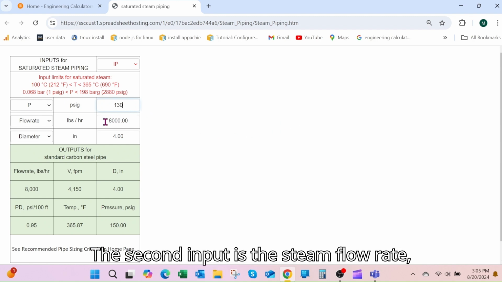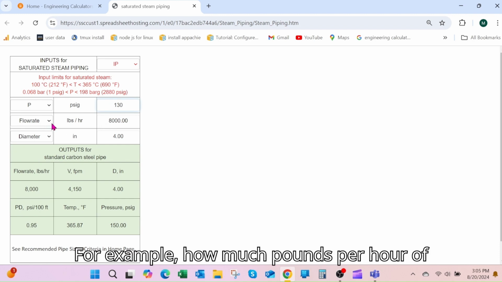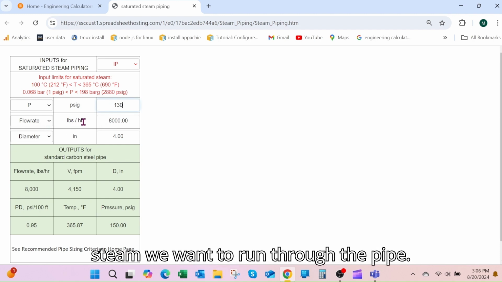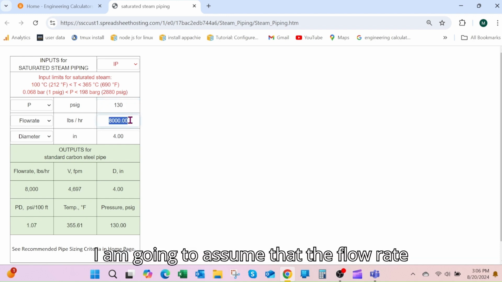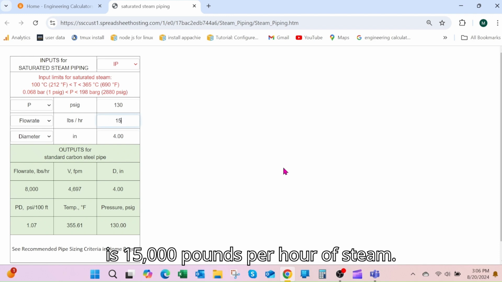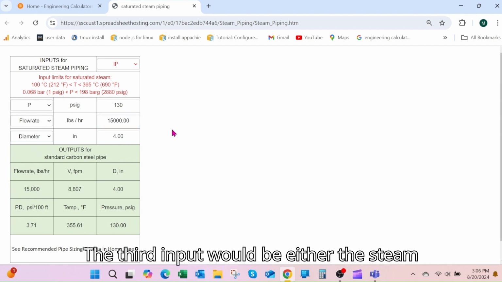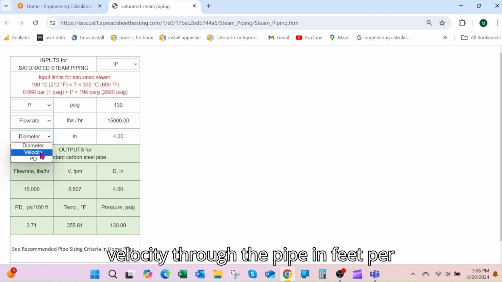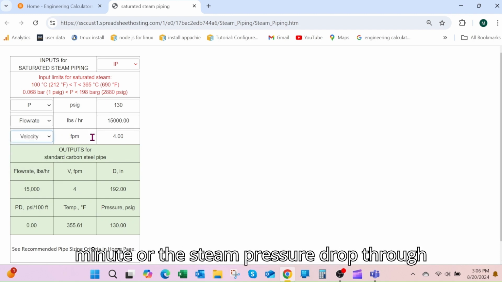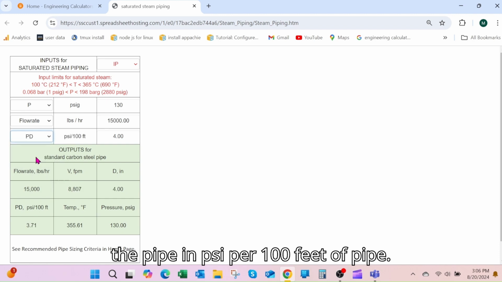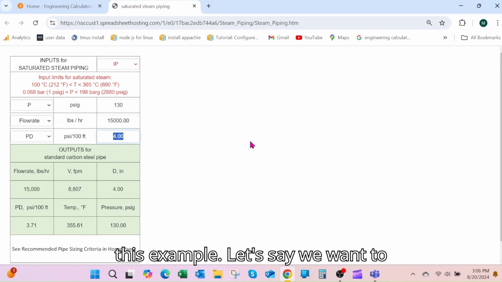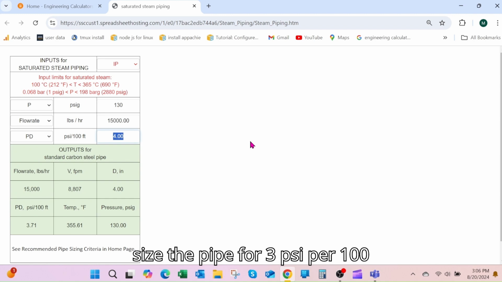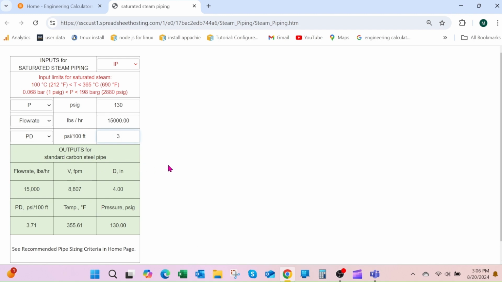The second input is the steam flow rate. For example, how many pounds per hour of steam we want to run through the pipe. I am going to assume that the flow rate is 15,000 pounds per hour of steam. The third input would be either the steam velocity through the pipe in feet per minute or the steam pressure drop through the pipe in psi per 100 feet of pipe. Here I use the steam pressure drop for this example. Let's say we want to size the pipe for 3 psi per 100 feet of pipe pressure drop.